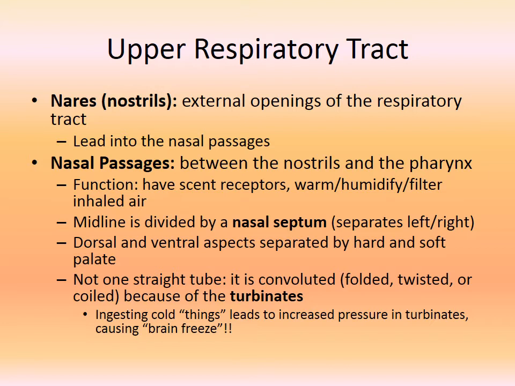So it's not one straight tube that goes from your nares back to your pharynx. It's convoluted, which means that there's folds and twists and it's coiled. And all of this is because of the turbinates. So that's what you're going to find in your nasal passage. And it's all kind of intertwined into this weird folded, twisted mess. And those are the turbinates. And that's what your nasal passage actually looks like. It's not just one straight tube.